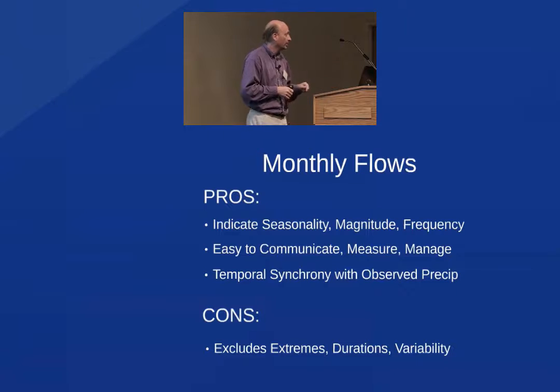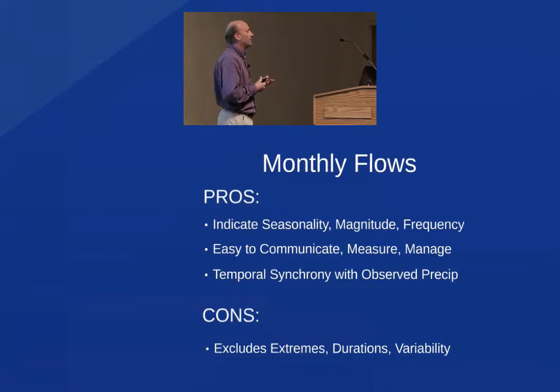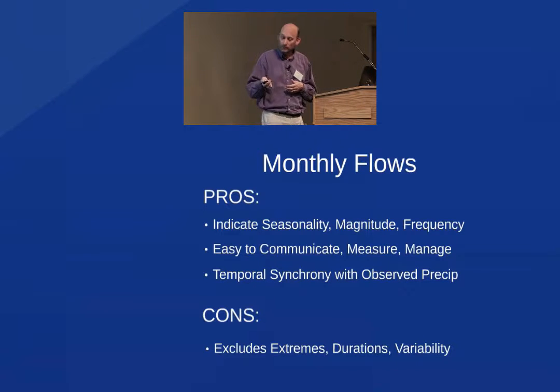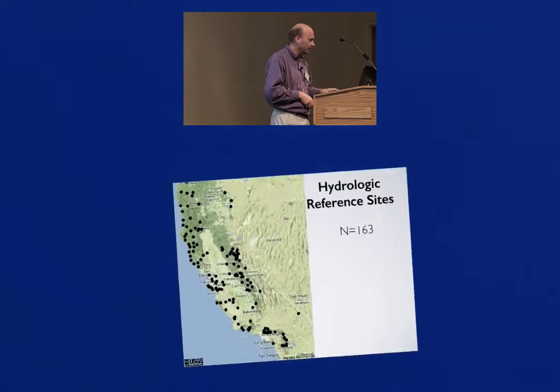Now the downside of only looking at monthly flows is that you're ignoring a lot of other aspects of the flow regime that we know are important to biology and ecosystem health. We do have ways, and we actually have a few publications where we have predicted some of these other attributes of the stream flow. But I want to talk about monthly flows today.